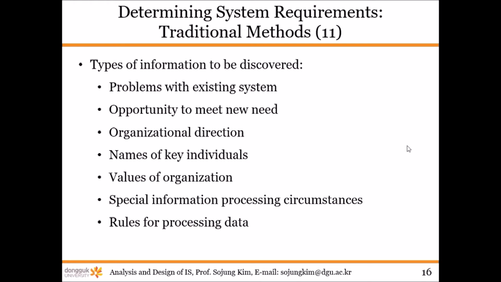And types of information to be discovered: problems with the existing system, opportunities to meet new needs, organizational direction, names of key individuals, values of the organization, special information processing circumstances, and then rules for processing data.